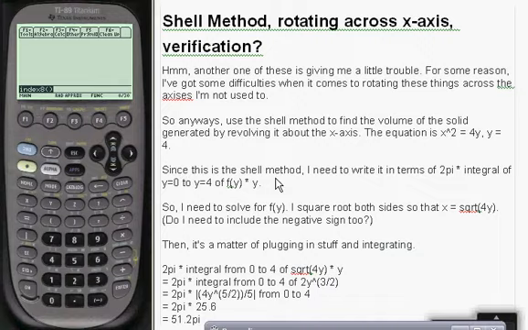"Since this is a shell method, I need to write it in terms of 2 pi integral of y equals 0 to y equals 4 of f(y) times y. So I need to solve for f(y). I square root both sides so that x equals square root of 4y. Do I need to include the negative sign too?" What negative sign? Then it's a matter of plugging this stuff in, integrating it. So he does this and then comes up with 51 2 pi.